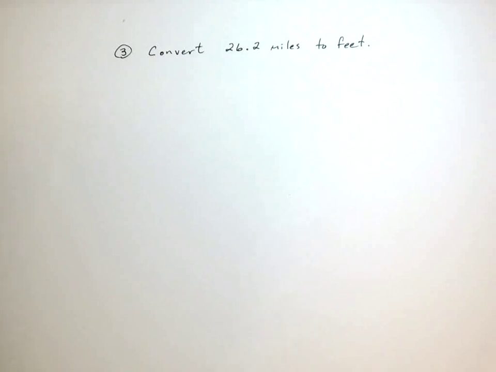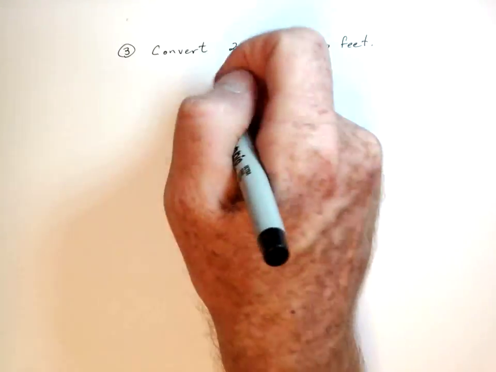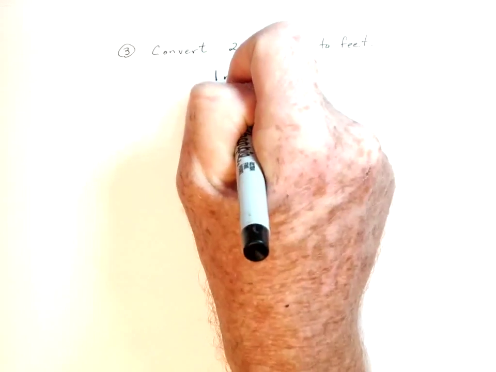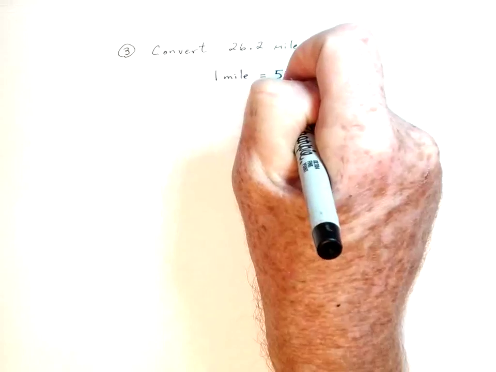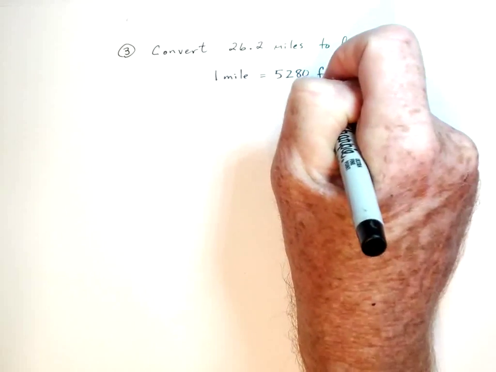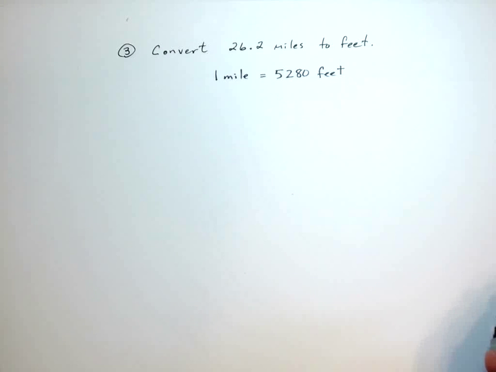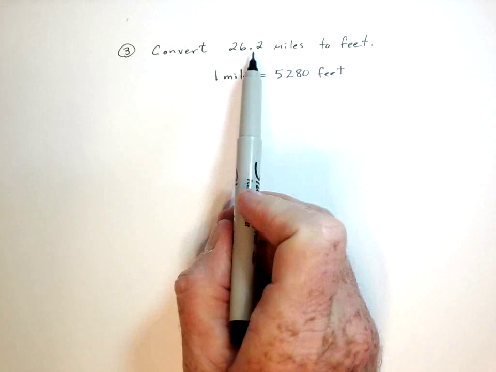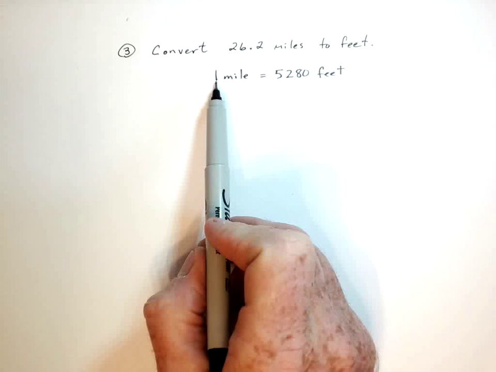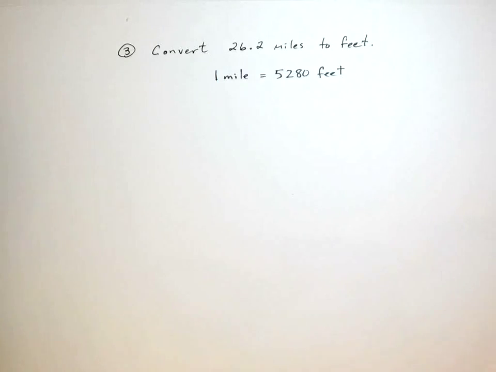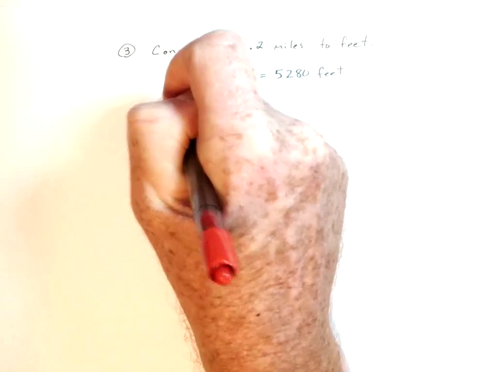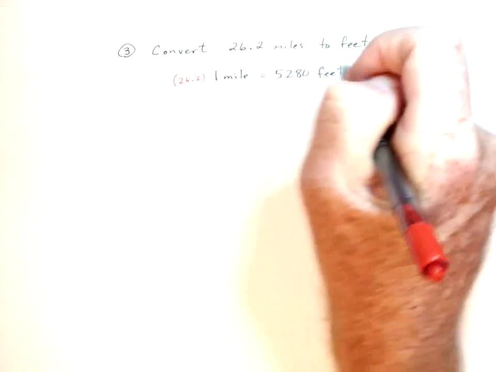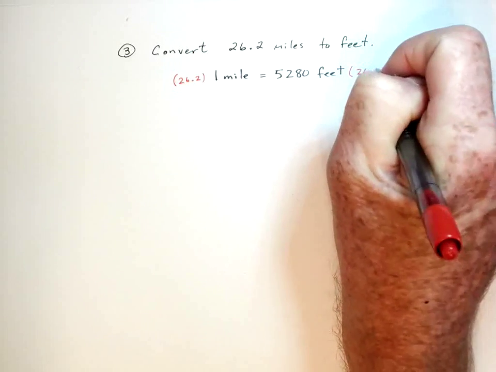Next, a conversion problem. So with this one, we need to use the fact that 1 mile is 5,280 feet. And then with this one, I could use the idea of multiplying by a fraction, or I could just take this, and if I need to change it to 26.2 miles, that means I need to multiply this side by 26.2, but then I'll have to multiply this side by 26.2.